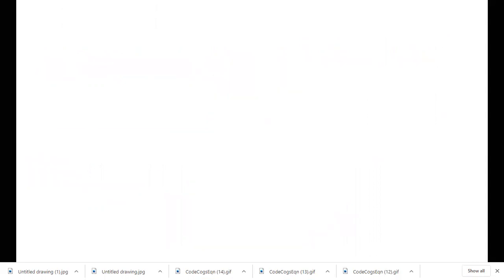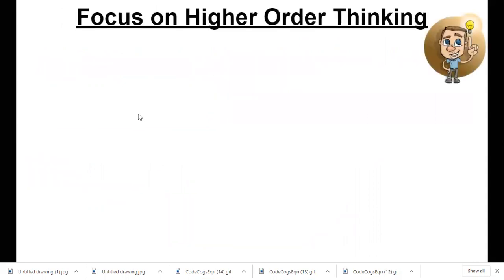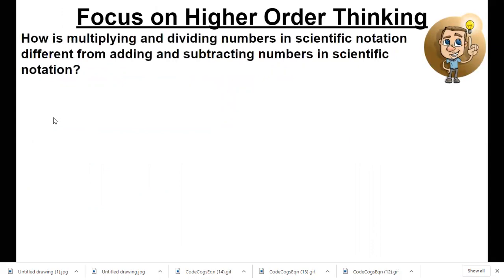Welcome back. Okay, let's do a little focus on higher order thinking. How is multiplying and dividing numbers in scientific notation different from adding and subtracting numbers in scientific notation? Can you give me one way that they are different? Well, what did we say about adding and subtracting? You have to have the same powers of 10, but you don't for multiplying and dividing.